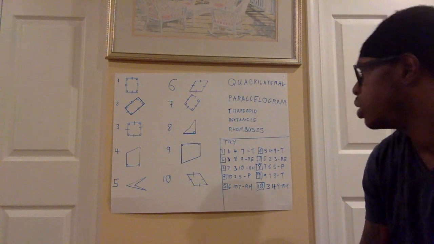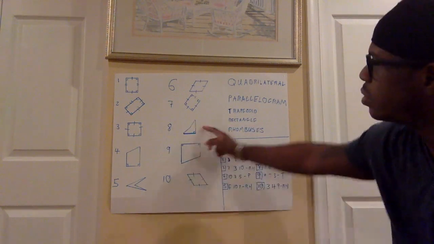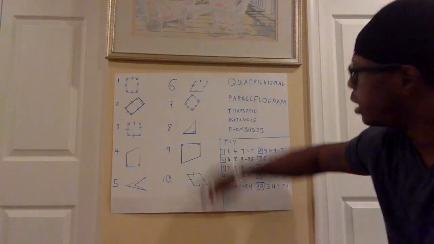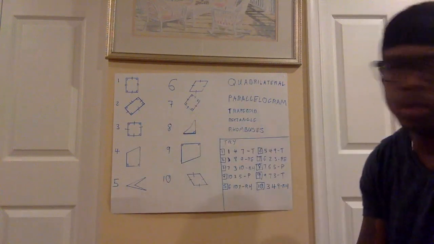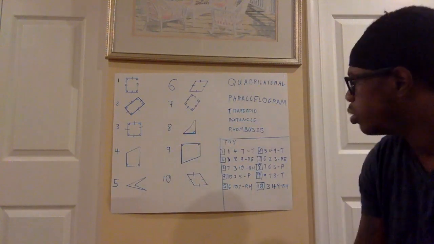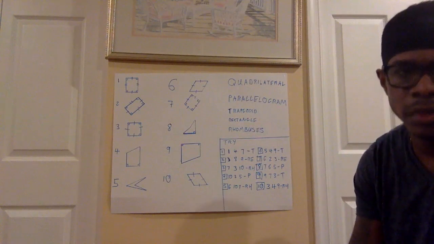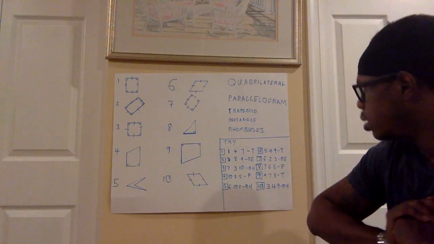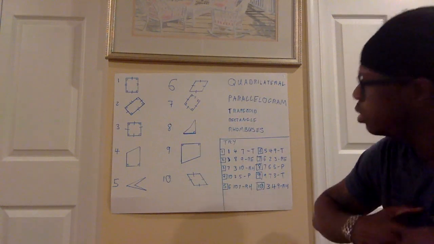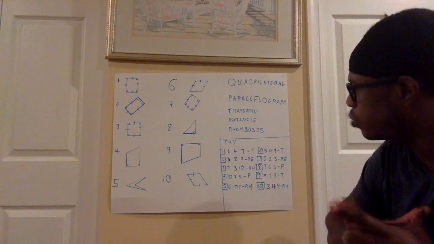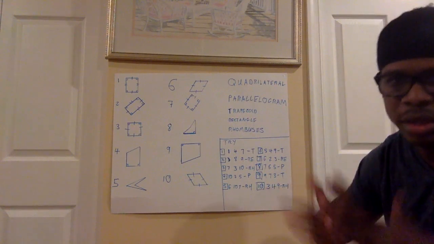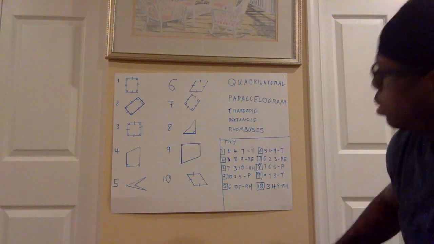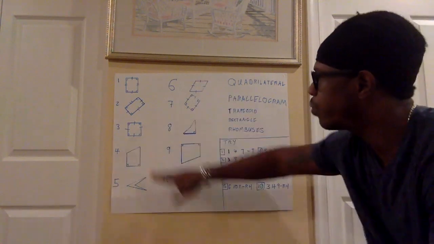Number 8 is 7, 6, and 5, and we're looking for parallelograms. Number 9 is 9, 7, 3, and we're looking for trapezoids. And then number 10 is 3, 4, 9, and we're looking for rhombus.